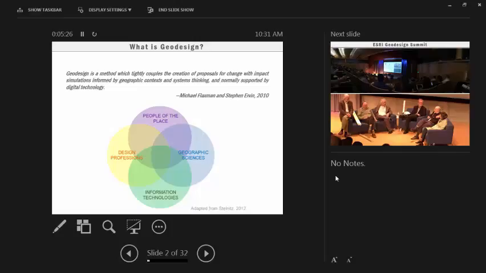It's very much a participatory activity, and you can see this is adapted from the cover of Carl Steinitz's book, the image here, but very much collaborative between design professions, the sciences, the geographic sciences, the stakeholders or people of the place, and then of course the technology aspect, which is hopefully integrating and facilitating this activity.